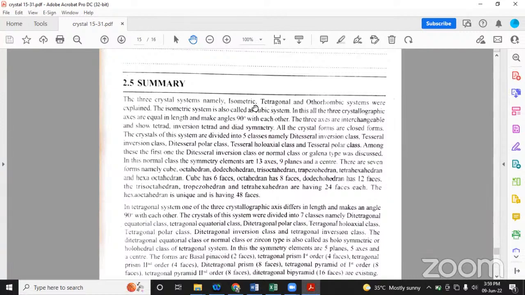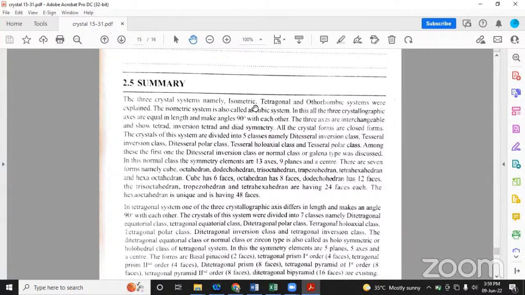Come to the tetragonal system: two axes are the same length, and the angles are the same. Come to the orthorhombic system, all are different. Sorry, angles are the same, length is different. Whereas in the orthorhombic system, the lengths are different, but the angles are the same.